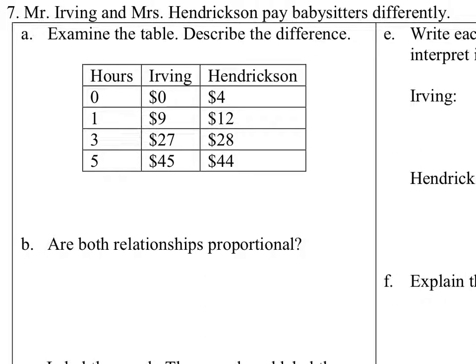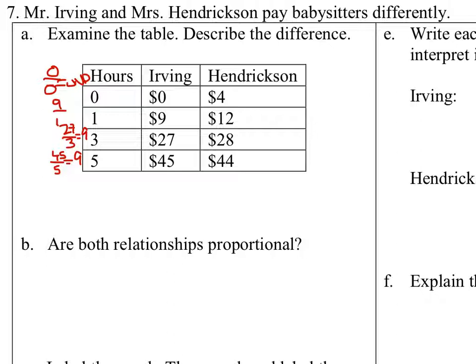Okay, all right, for example, let's look at Irving right now. Irving is going to pay you $0 for 0 hours. All right, that's undefined. That's okay. And then $9 for every 1 hour for Irving, right? I'm doing Irving in red. And then $27 if you work 3 hours for Irving. What's 27 divided by 3? 9. See how they're the same so far? What about $45 for 5 hours? 9. $9 per hour is the rate.